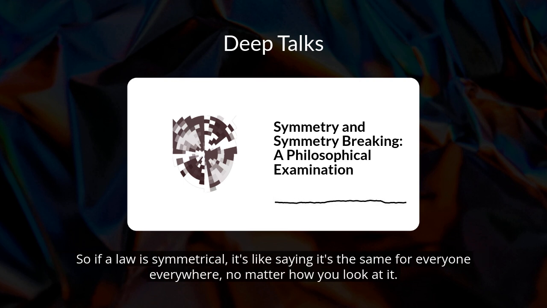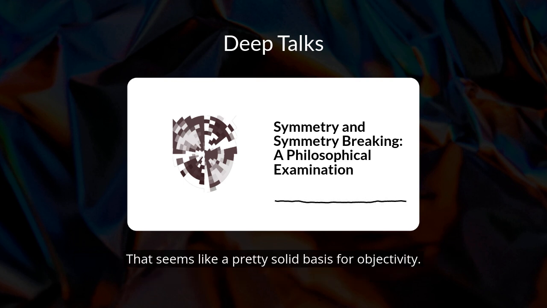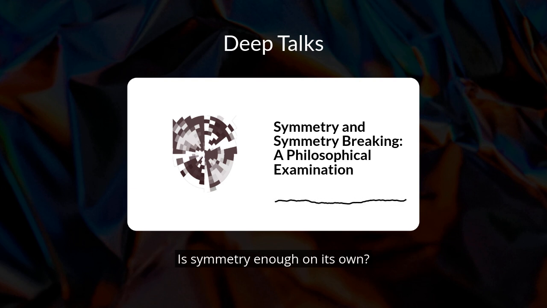So if a law is symmetrical, it's like saying it's the same for everyone, everywhere, no matter how you look at it. That seems like a pretty solid basis for objectivity. But is that really all there is to it? Is symmetry enough on its own?